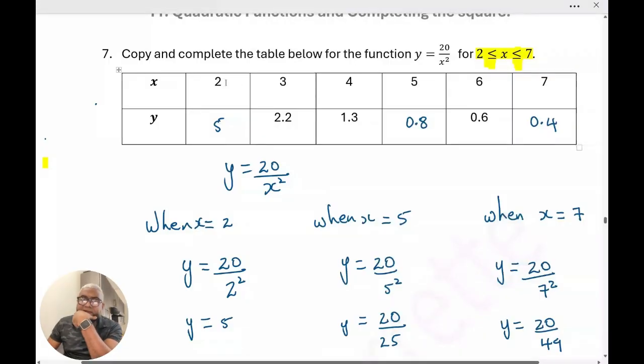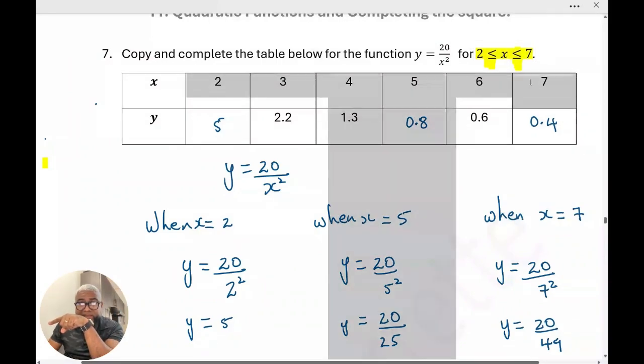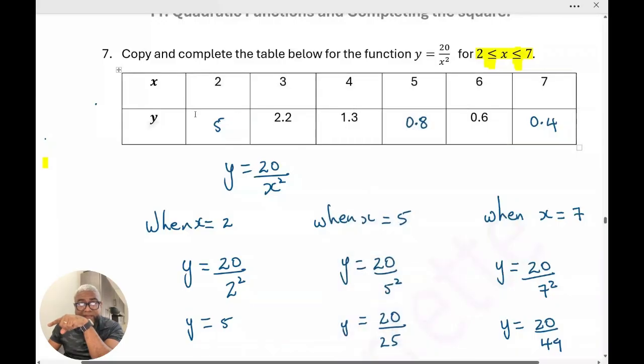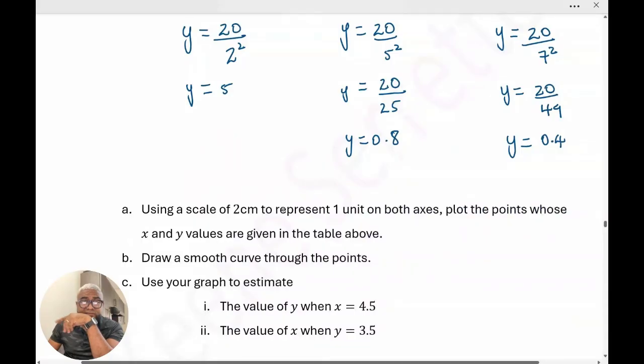Right. Copy and complete the table below, right? Last day, this is the equation they gave us. It told us y is equal to 20 divided by x squared. They said x is between 2 and 7, right? All my x values are above here, all my y values underneath here, okay? Now, using a scale of 2 centimeters to represent 1 unit on both axes, plot the points whose x and y values are given in the tables below.